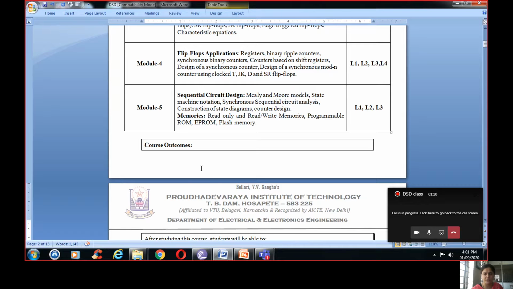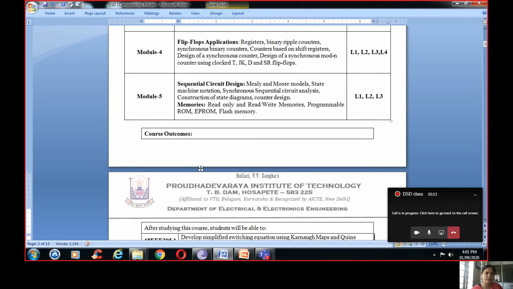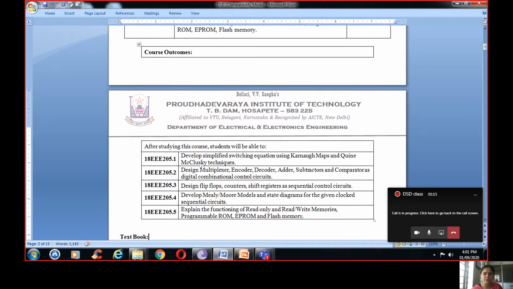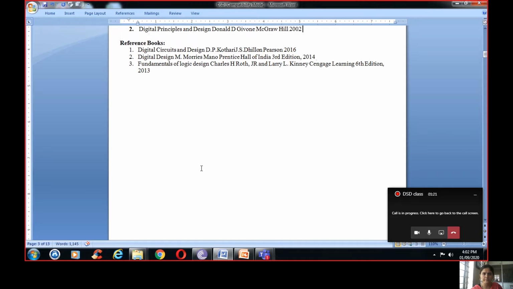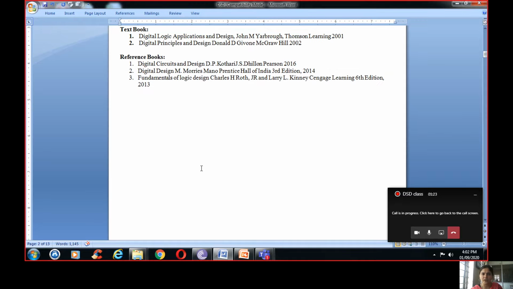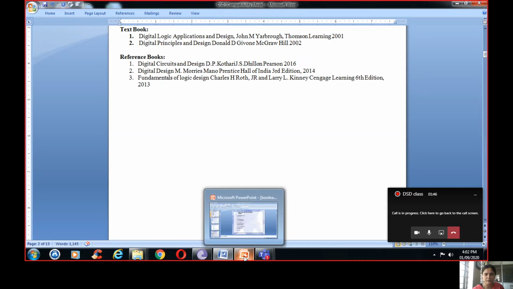For this subject, Digital System Design, which in short we will call DSD, you will be referring to some textbooks. Here are the textbooks: Digital Logic Applications and Design by John M. Yarbrough, and Digital Principles and Design by Donald D. Givone. Reference books will be Digital Circuit Design by Kothari, Digital Design by Morris Mano, and Fundamentals of Logic Design by Charles H. Roth. These are the textbooks which you will be referring.